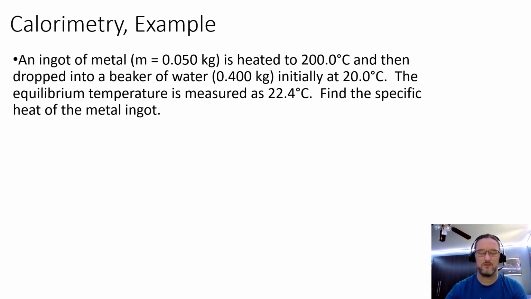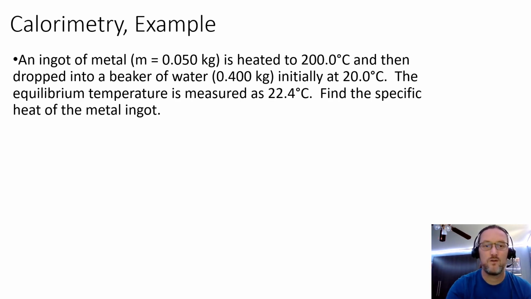I take that hot metal with some tongs or something, obviously, and drop it into a beaker of water. They're 0.4 kilograms, 400 grams of water initially. And that water is initially at 20 degrees Celsius, sort of a cool room. Not really cold, but slightly cool, right? The equilibrium temperature after all the mixing is done is measured at 22.4 Celsius. I would like to know what's the specific heat of that metal. And then maybe I can compare it to some known specific heat values and figure out what it is.